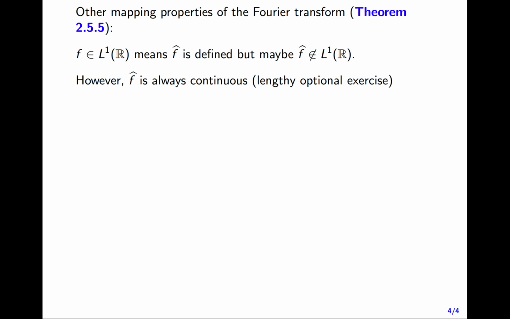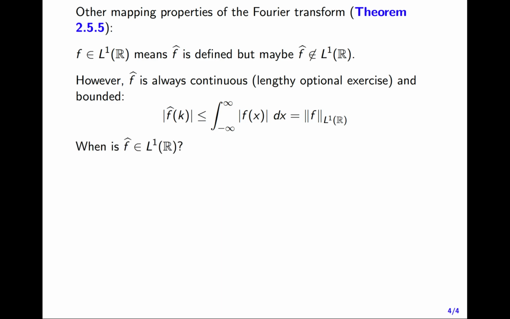This is a lengthy, very optional exercise. And also f hat is bounded. We have this sort of Sobolev inequality that the modulus of f hat of k is less than or equal to the integral from minus infinity to infinity of the modulus of f of x, which is just the L1 norm of f. So at worst, f hat is no bigger than the L1 norm of f. That's pretty nice. The Fourier transform is maybe not L1, but sometimes it's a little tamer than your original function, in that you have continuity and this global bound over all k.